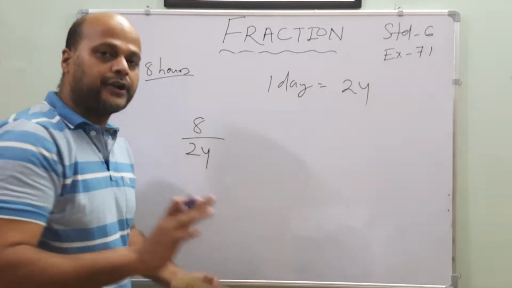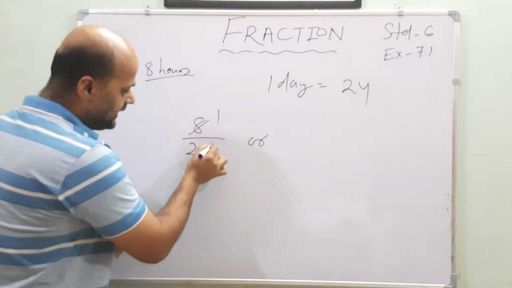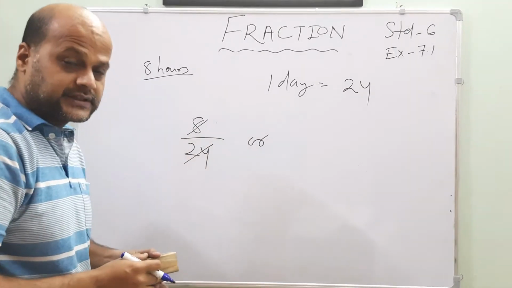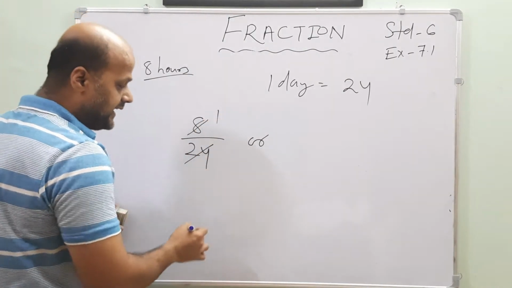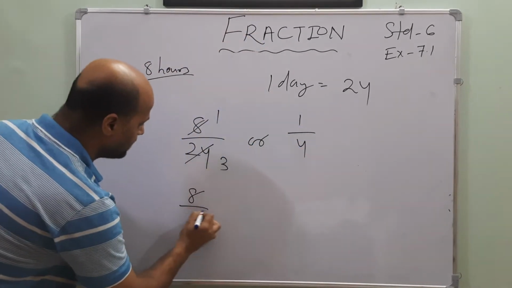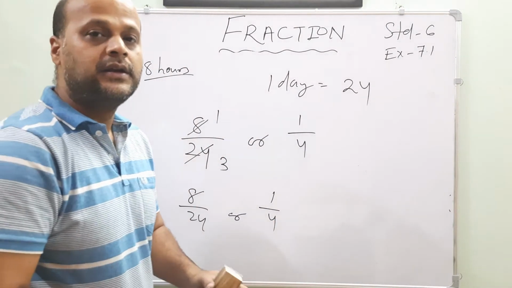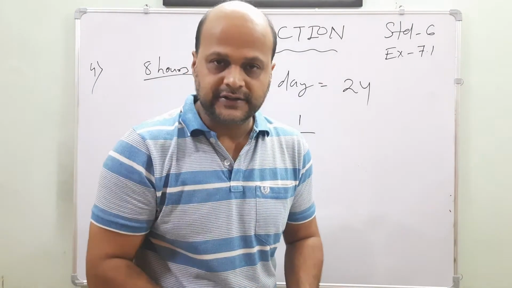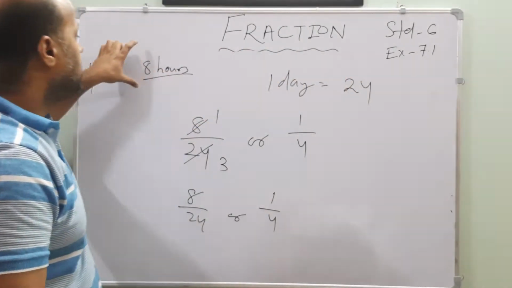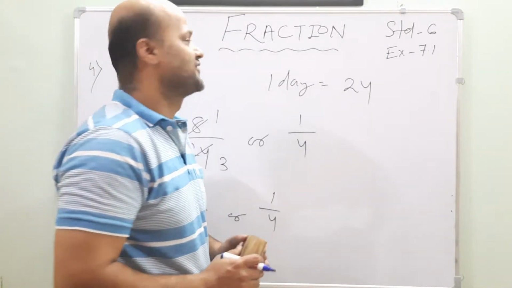It is 8/24 or, 8 ones are 8, 8 threes are 24. I can write also 1/3. Either you write 8/24 or 1/3. Both of the answers are correct. Why? Because in a day 24 hours are there. It is asking 8 hours. So from the total, the given question, you have to take out the fraction in this manner. Okay? Understood. Very good.